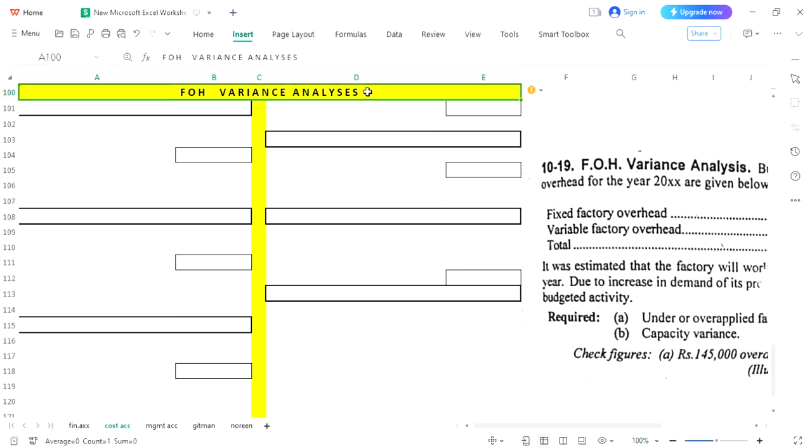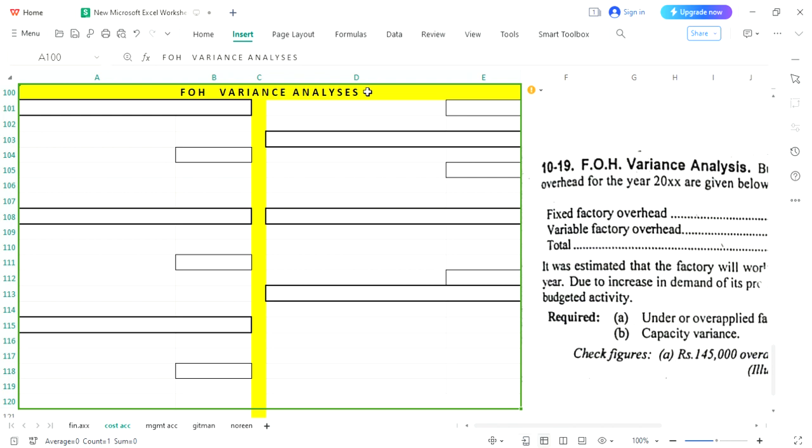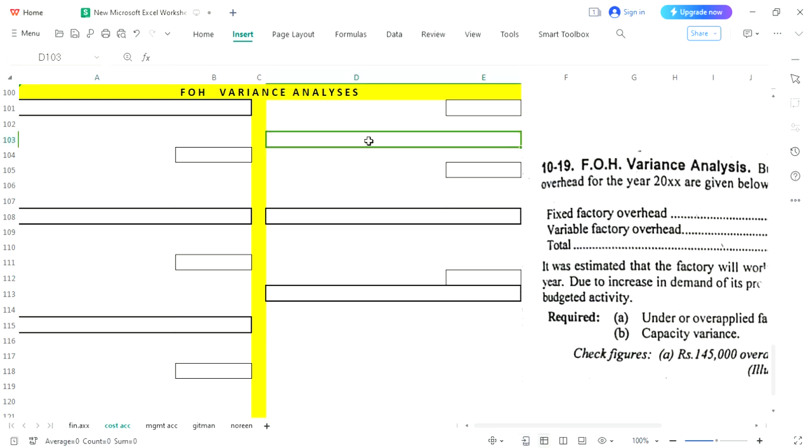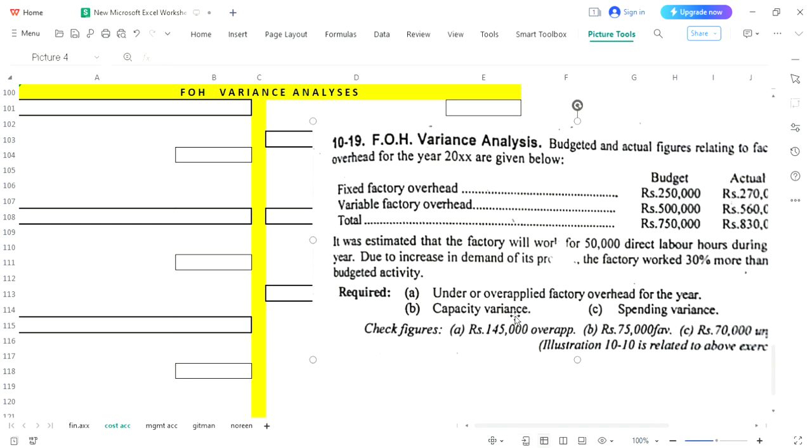As you can see over here, there are two parts of this question divided by a yellow line. One part is at your left side, where you will calculate your variances, and the second right side part would be used for the calculation of supporting statements. In 10.19, the requirements are the same. You need to calculate three variances: total variance, volume variance and budget variance.